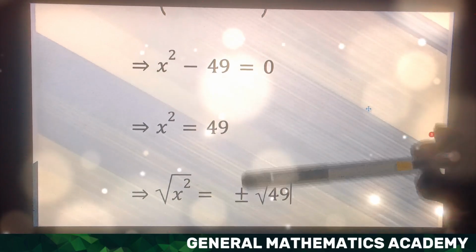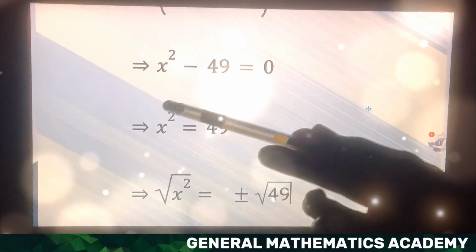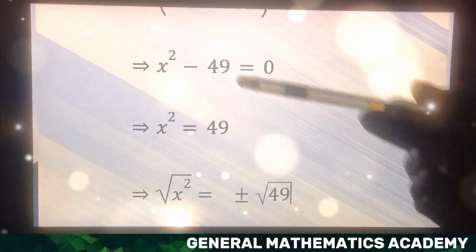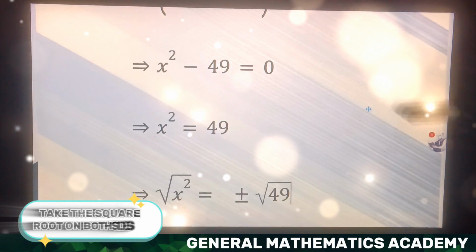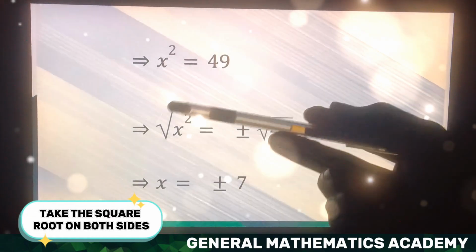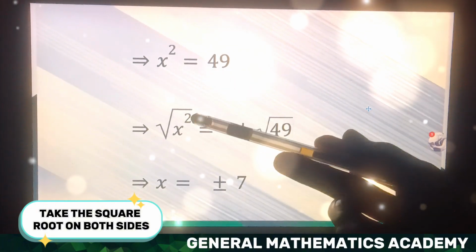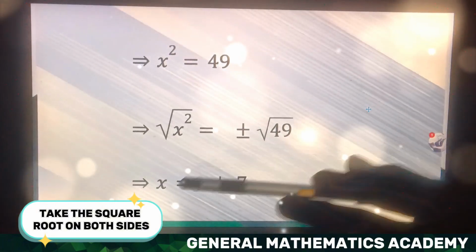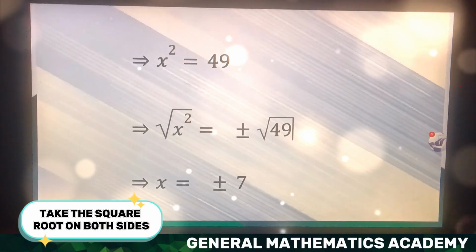Since we are solving for the value of x and we want to eliminate the exponent 2, we're going to take the square root on both sides of the quadratic equation. So we will have like this. The index of the radical, which is 2, and the second power of x, which is 2, have been eliminated. That's why the remaining on the left hand side of the equation is x.